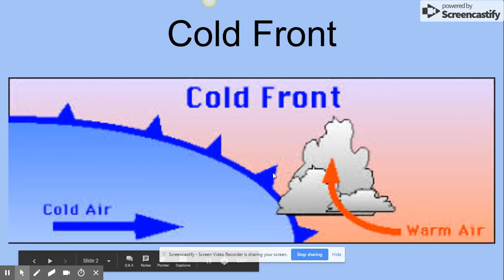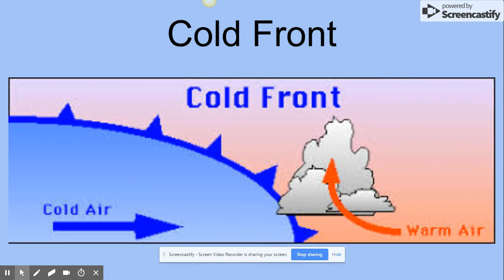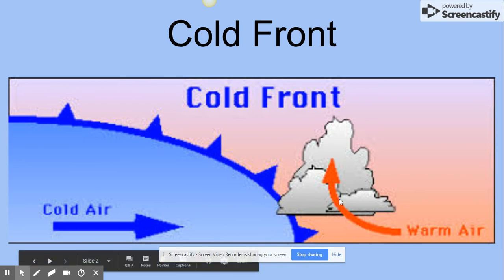Now, big difference though is the kind of cloud that forms. Cold front, you see that C right there? Cold front, cumulonimbus. Cold front, cumulonimbus, CC. Cold fronts are really fast moving. The cold air rushes in. It pushes the warm air up, which you see right here, and makes tall cumulonimbus clouds.